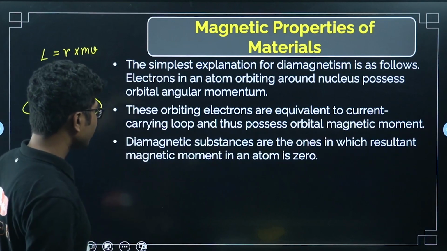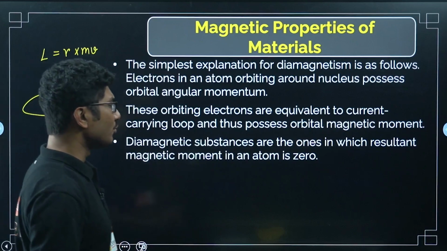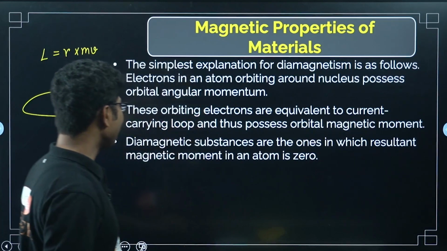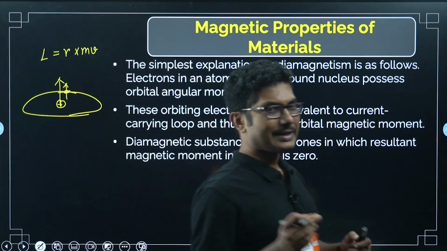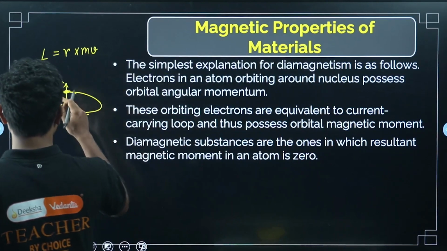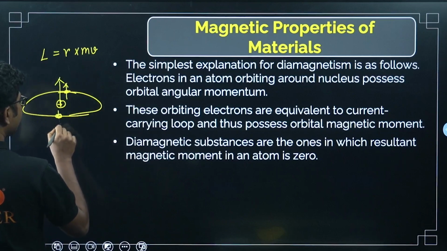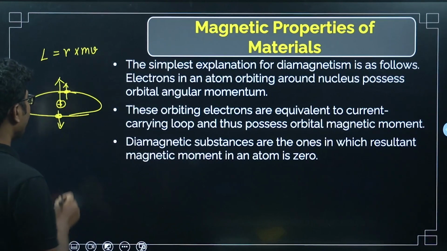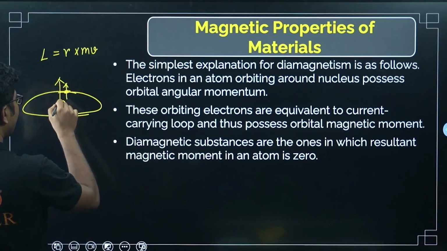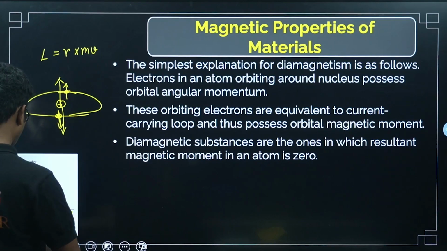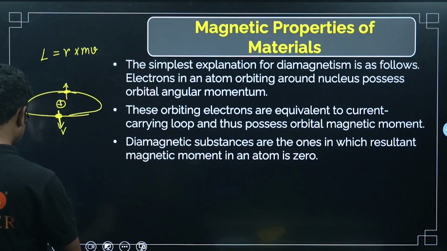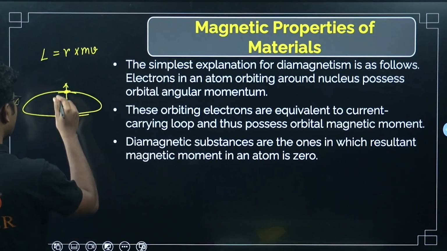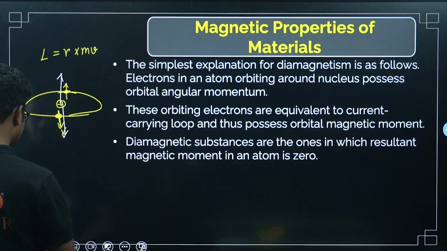Now diamagnetic substances are those in which the resultant magnetic moment in an atom is 0. So normally the magnetic moment in this atom is 0. If there is one up spin, there should be someone cancelling it with a down spin. So the total net magnetic moment will be 0. If there is an up spin, there will be an equal and opposite down spin. They are cancelling each other.